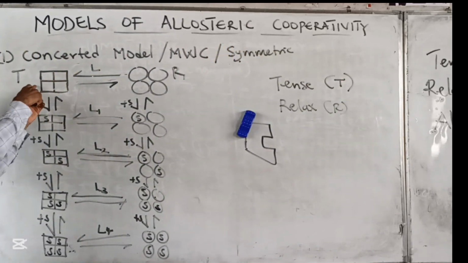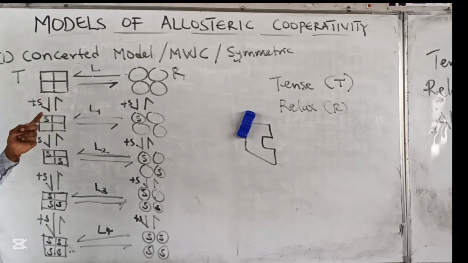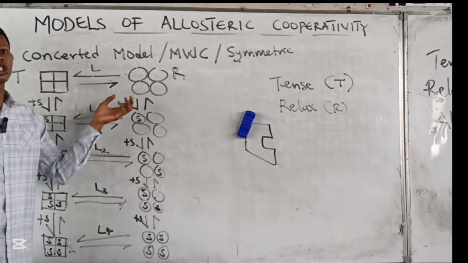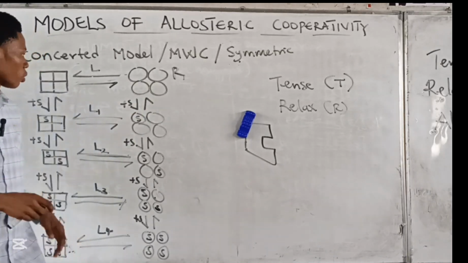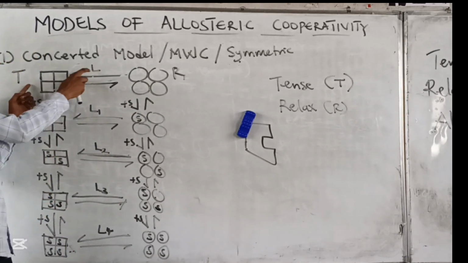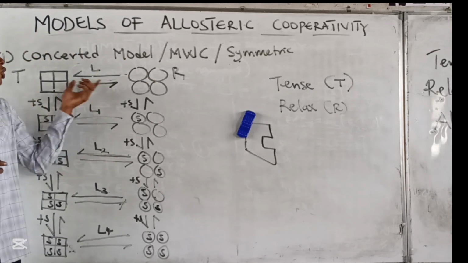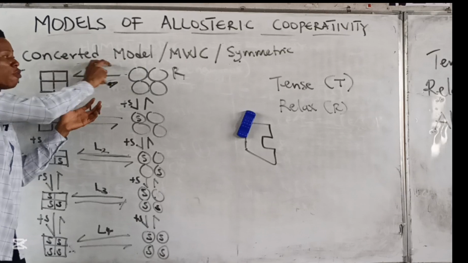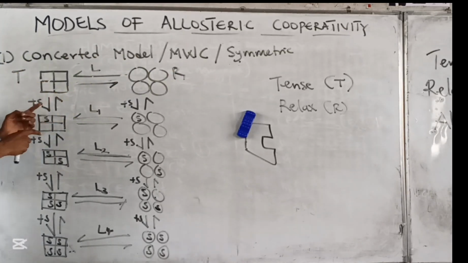The change of state from the tense state to the relaxed state is an all or nothing effect. Meaning it's either all of them are changing to the relaxed state or none will change. Do you understand that? Now if you look at this, as ligand binds, all of them change to the relaxed state. But the arrow is reversible, meaning at any time, if you remove the ligand, it will go back to the tense state.